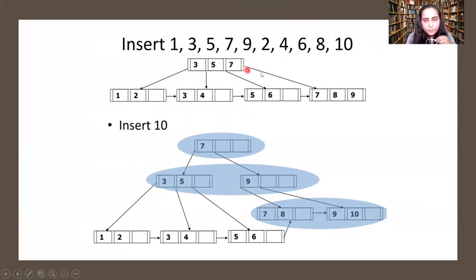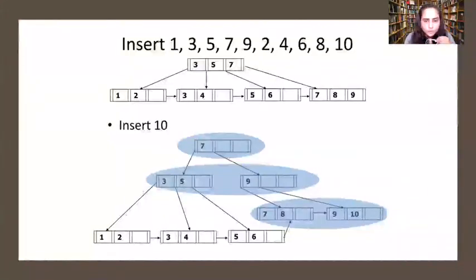Now, initially we were trying to insert 10 here. So on the left side of 9, there should be 7 and 8, which is here. And on the right side of 9, there should be 9 and 10, because I have to store a copy of 9 in the leaf nodes. So 9 and 10 are right here. So that's my final B plus tree.